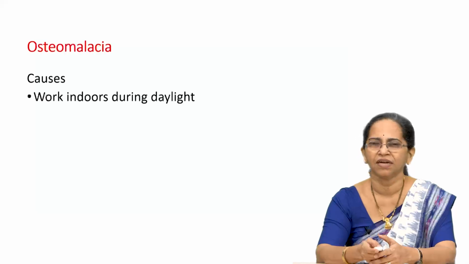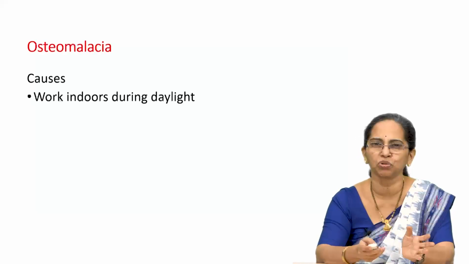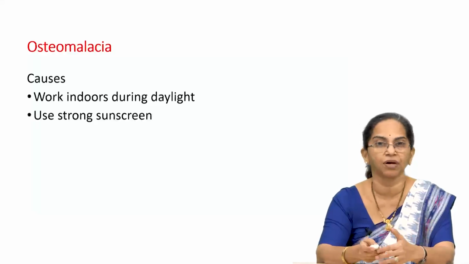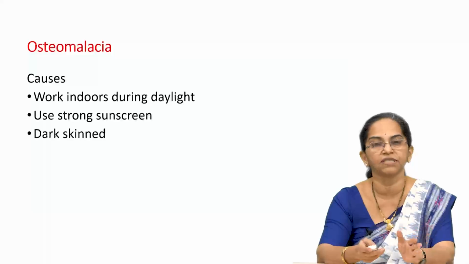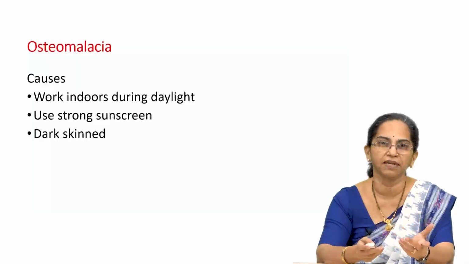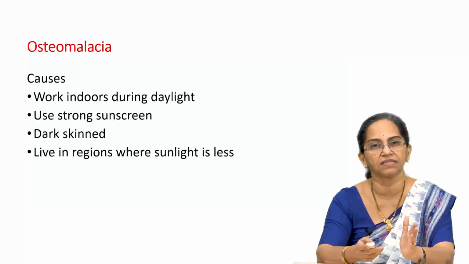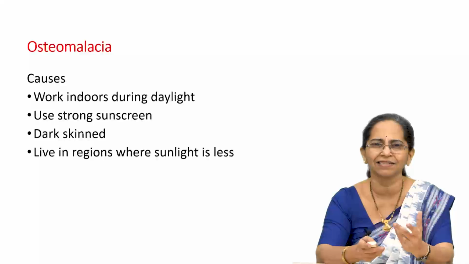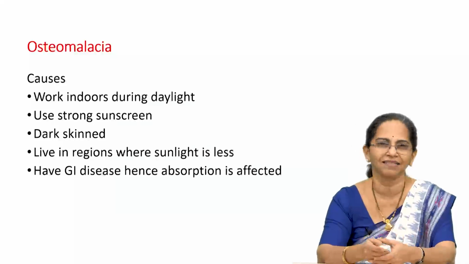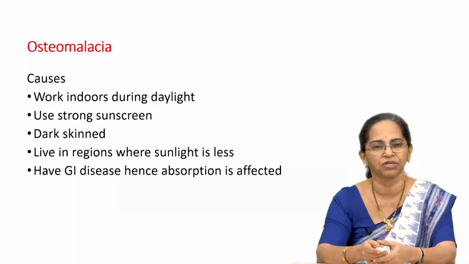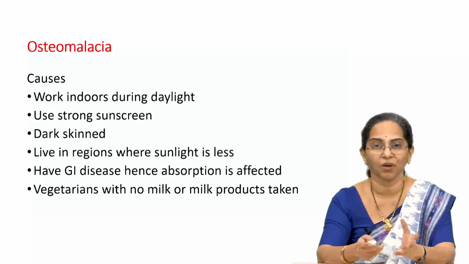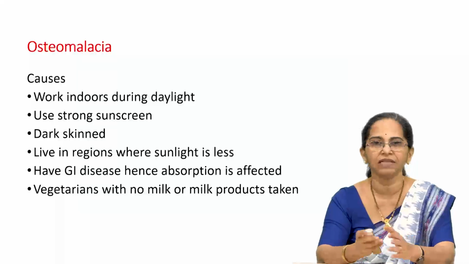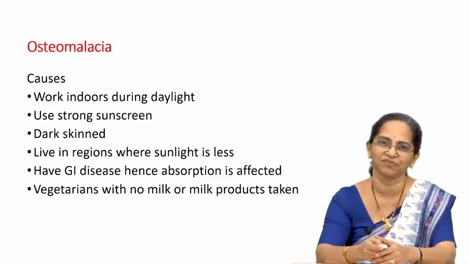What are the causes? It could be that adults are working indoors away from sunlight all the time. They are using strong sunscreen when they are going out, so definitely UV radiation will not fall on the skin. There could be dark skin, too much melanin, and melanin obstructs vitamin D synthesis, or they might be living in northern latitudes of the globe where there is very little sunlight duration, or certain GI diseases due to which vitamin D absorption can be affected. And if they are strict vegans, vegetarians who do not take any milk products, definitely they are bound to develop vitamin D deficiency.